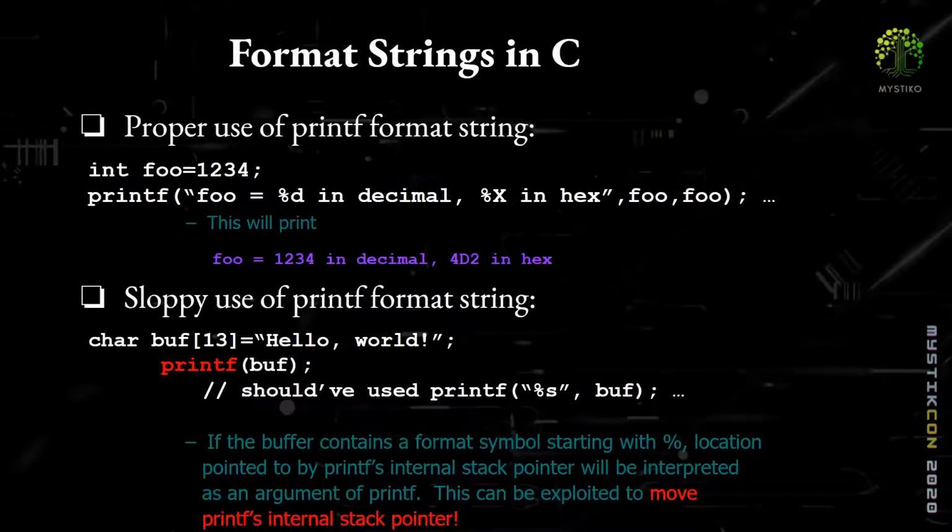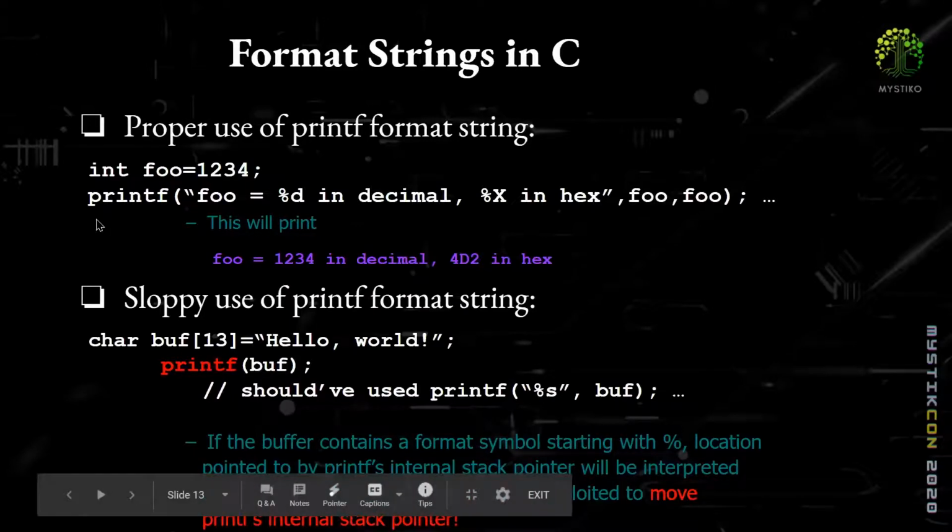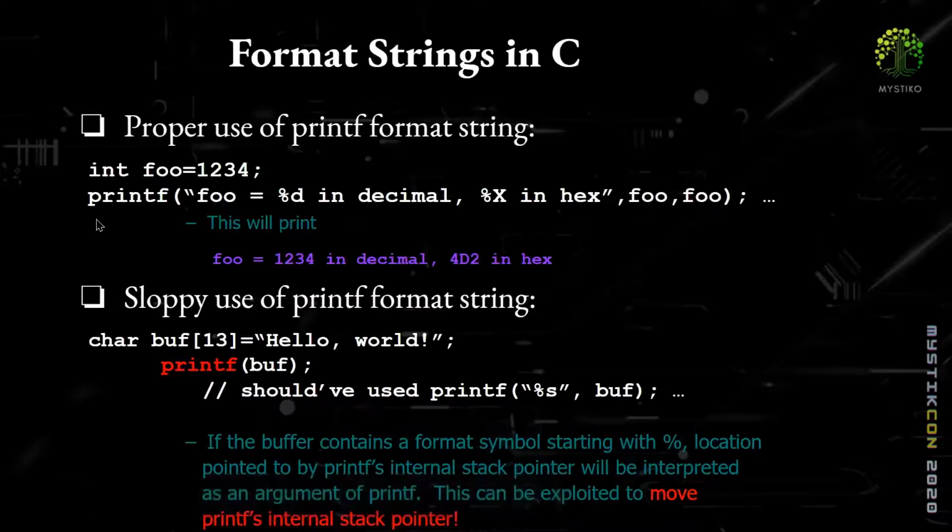Next up, format strings in C. Sazouki will be giving a demo of format strings very soon after the theory part is covered. Proper use of format strings looks something like this. Say we have an integer variable foo that is storing the value 1234, and printf("foo = %d, %x", foo, foo), where %d is an integer format string in decimal, %x is a hexadecimal format string, and the arguments supplied are foo and foo again. This will print foo = 1234 in decimal and 4d2 in hex. This is a perfect use of format strings.